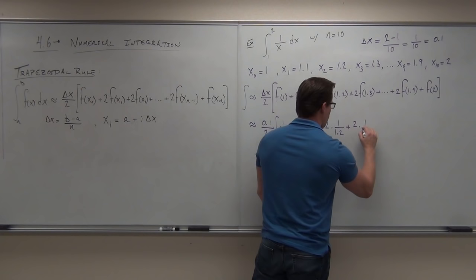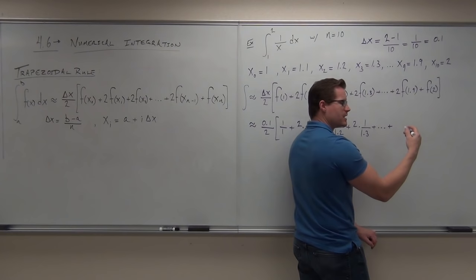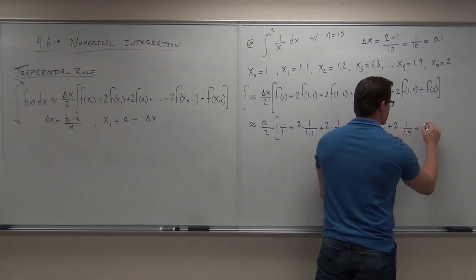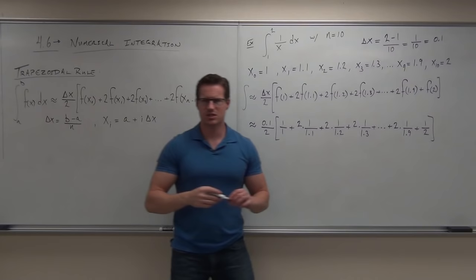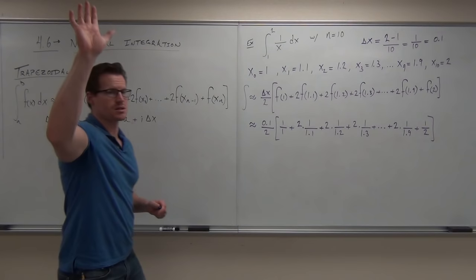Plus, we're going to do this for a while, for a finite number of terms, and we're going to end off with 2 times 1 over 1.9, plus 1 over 2. I want you to see if you can go through that in your mind, that actually makes sense to you. Show of hands if that does make sense to you.